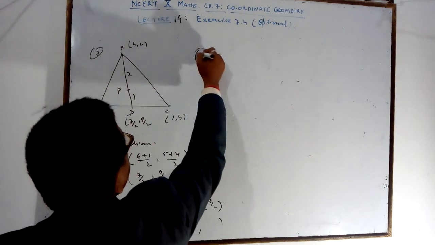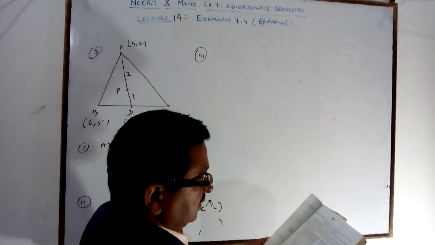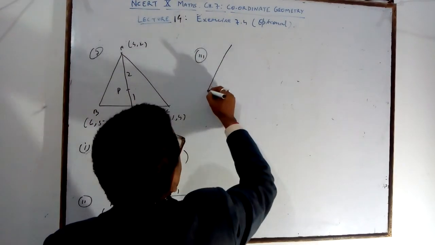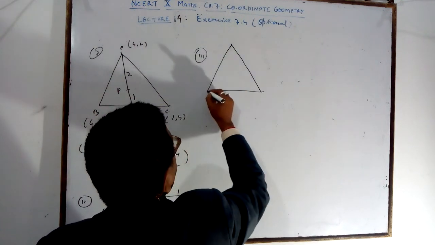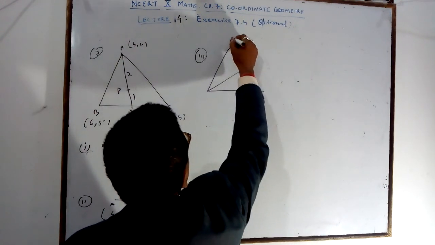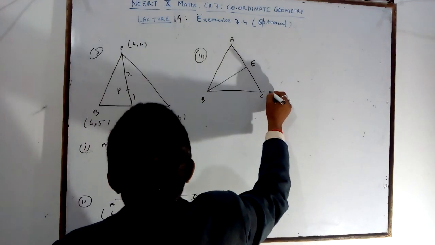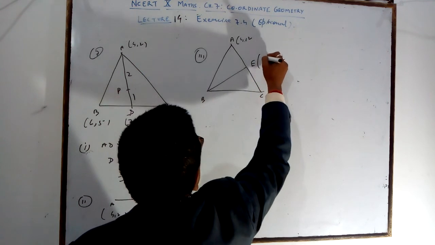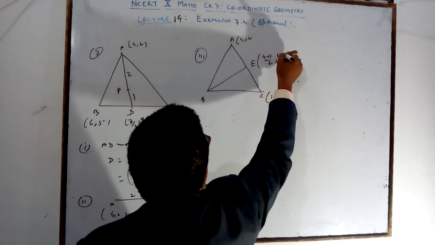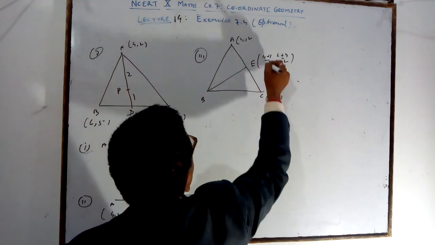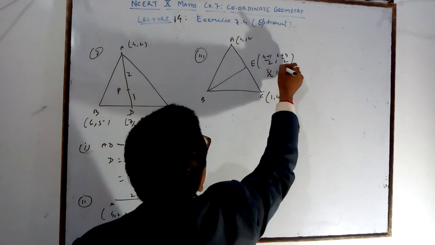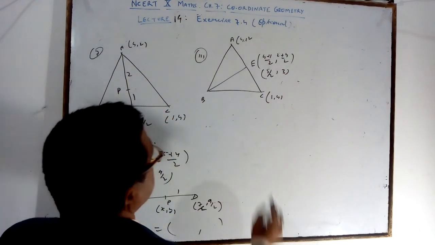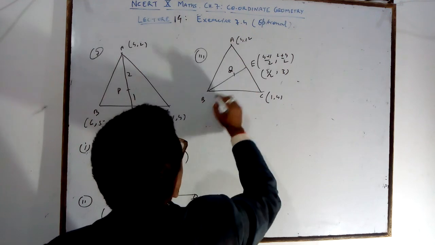Third part is given: find the coordinates of Q and R on the medians BE and CF. In the third part, E is the midpoint of AC. What is given here? 1, 4 and 4, 2. The coordinate of E will be 4 plus 1 by 2, 2 plus 4 by 2. Same thing: 4 plus 1, 5 by 2; 2 plus 4, 6 by 2 means 3. It is the midpoint E, and here is Q.